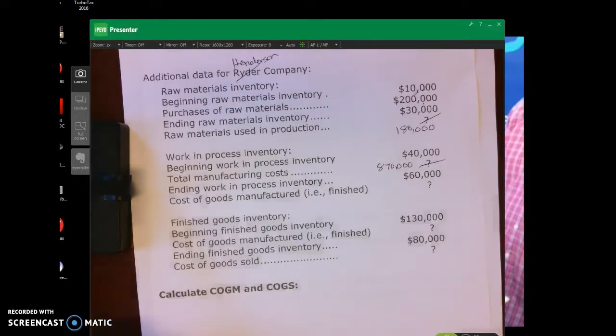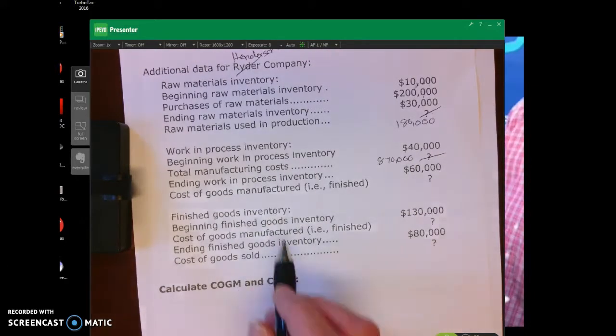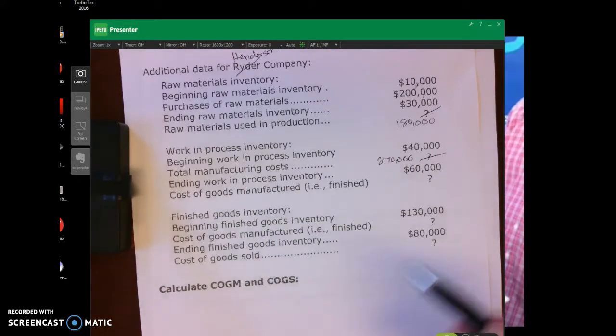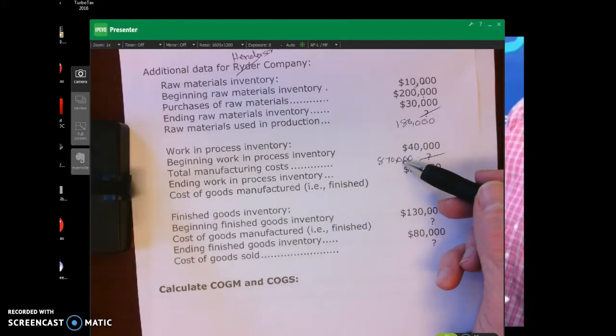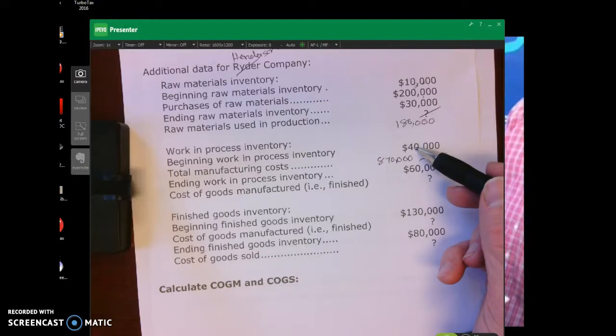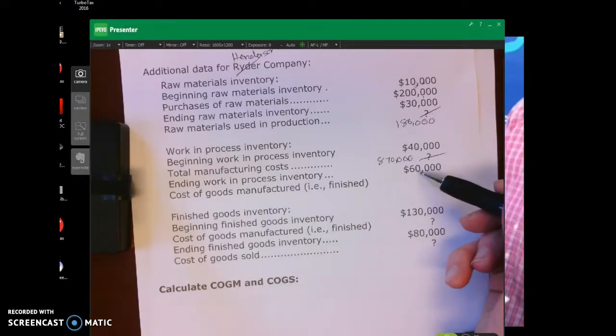Then I can calculate cost of goods manufactured using our formula, and I'm just doing this right up here in this little table. So to calculate cost of goods manufactured, I take the 40 plus the 870, beginning work in process plus additional costs incurred during the accounting period. That's what this is, additional costs incurred during the accounting period. Beginning work in process plus additional costs during the accounting period minus ending work in process gives me my cost of goods manufactured right over here.